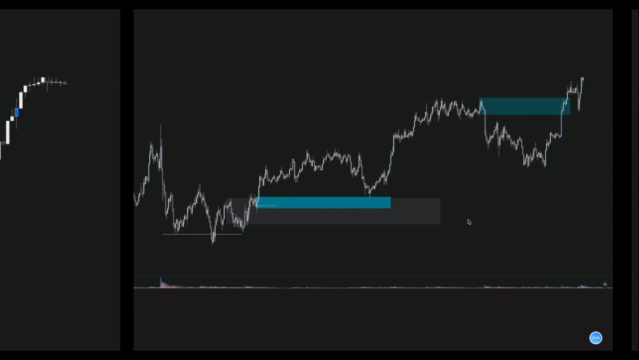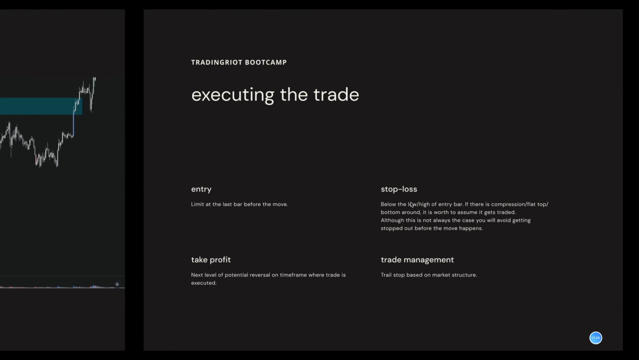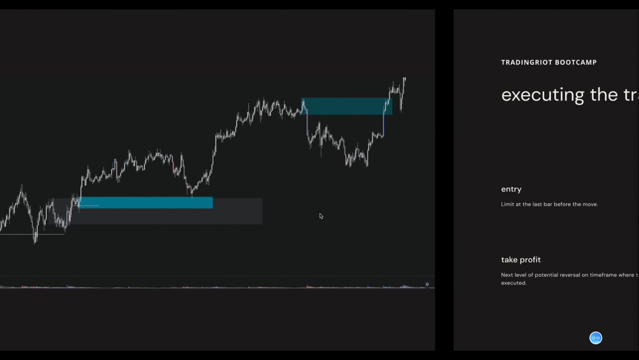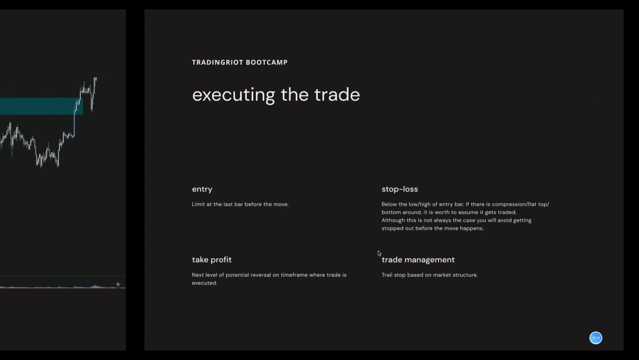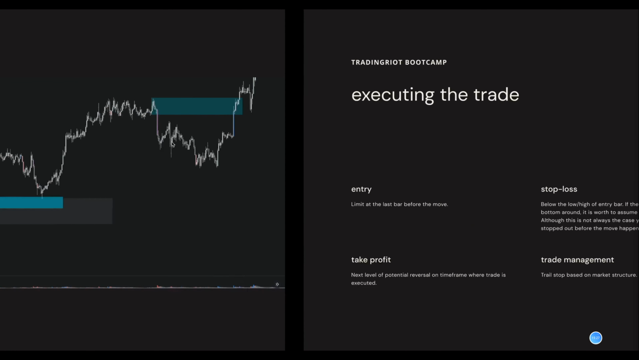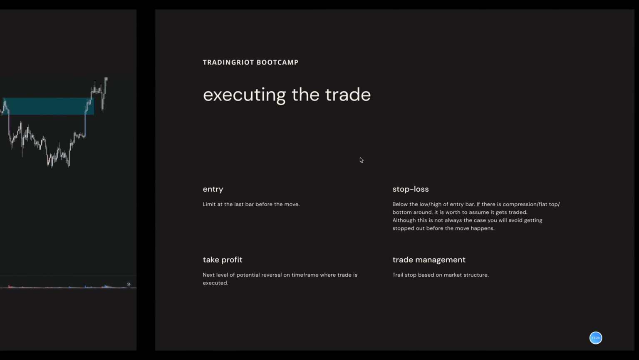But yeah, so this is the entry bar. The entry bar is basically the last down candle, ideally on higher volume, which caused this move up. If there is a compression, flat top, flat bottom around it, it's worth assuming it gets traded. This is something that I mentioned here, for example.